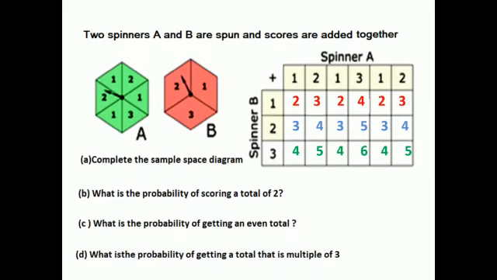What is the probability of scoring a total of 2? Before that, you have to find the total outcomes. By adding these 3 sections, red, blue and green, you will get 18. The probability of getting 2: we can see only three 2s. So 3 by 18.